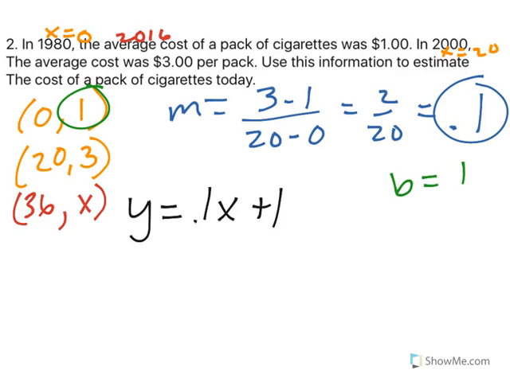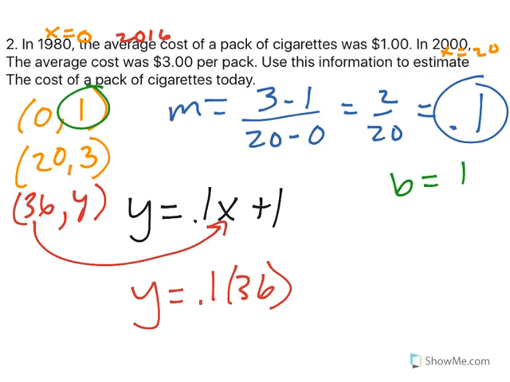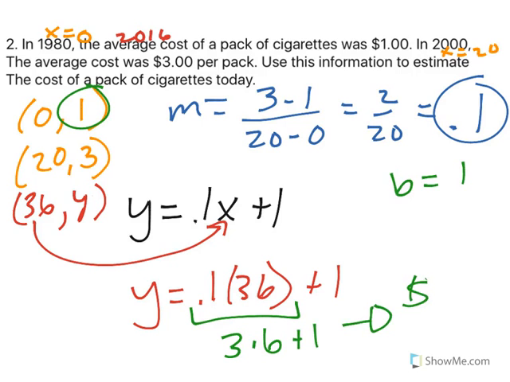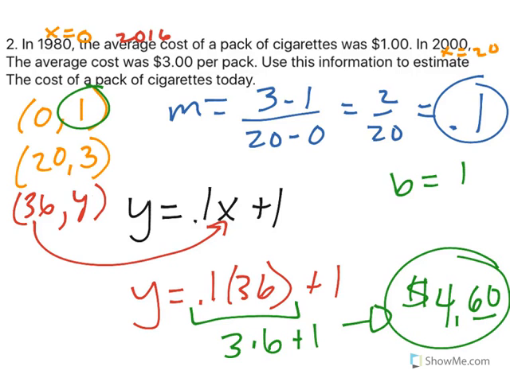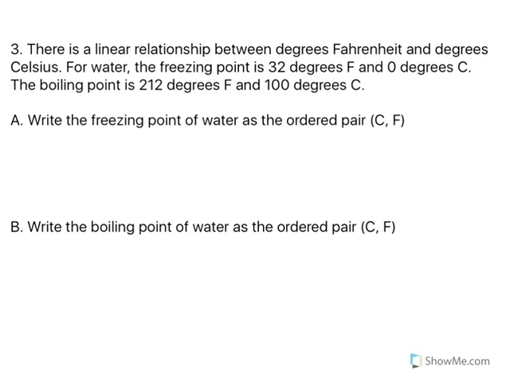Oh gosh, I made a huge mistake there. I should have made that x. Okay, sorry about that. So we take 36 and we plug it in for x. So y equals 0.1 times 36 plus 1. Multiply here, I get 3.6 plus 1. So the average cost of a pack of cigarettes today is $4.60. I don't know if that's true or not. I don't smoke, but I feel like they're more expensive than that when I hear people talking about it, but I could be wrong.